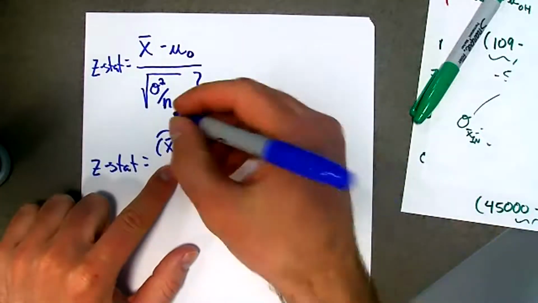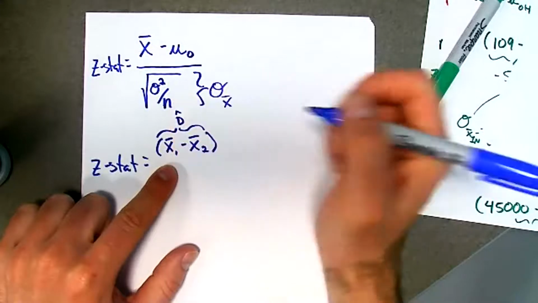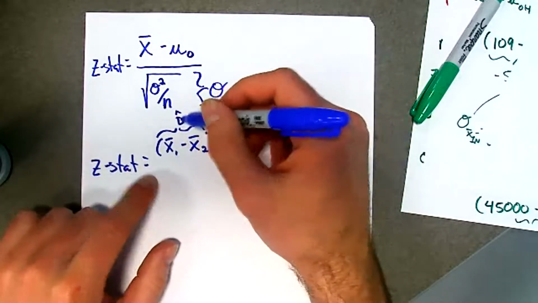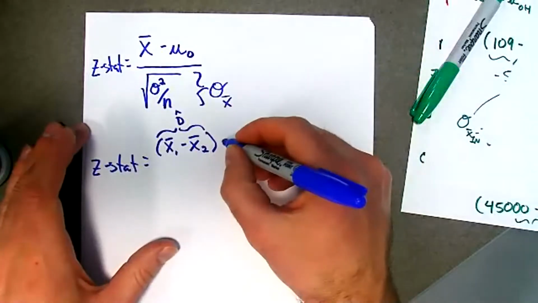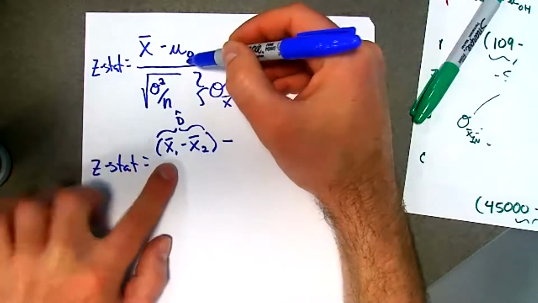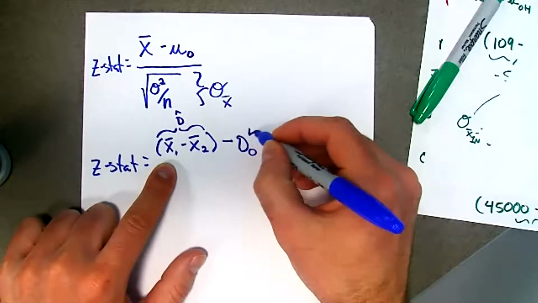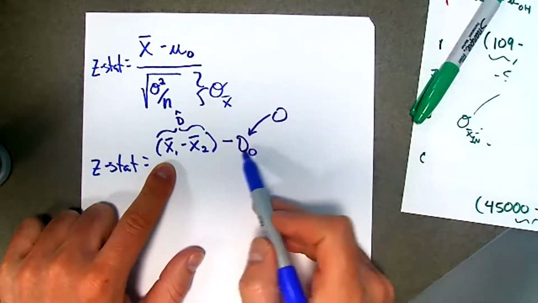So if I look at the difference in my sample means, I can think of this as the sample difference I found, kind of like p-hat with the sample proportion, this is the D-hat, the sample difference I found. I'll then subtract the assumed true value of that test statistic, so the assumed true difference.